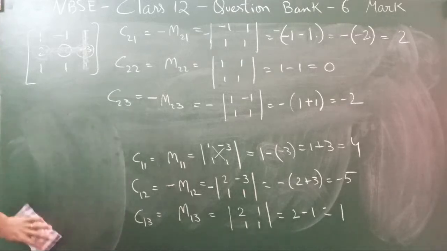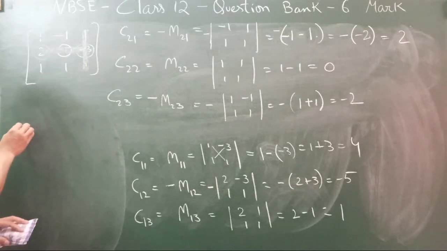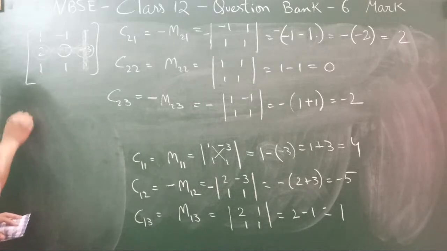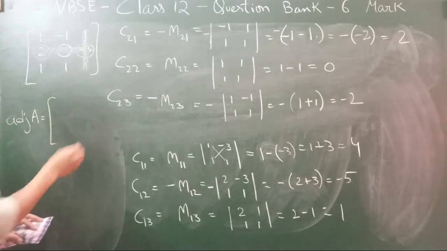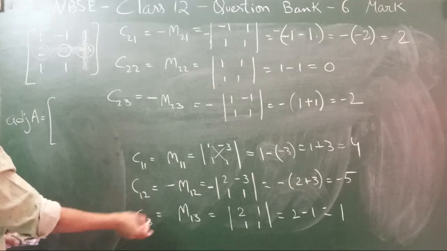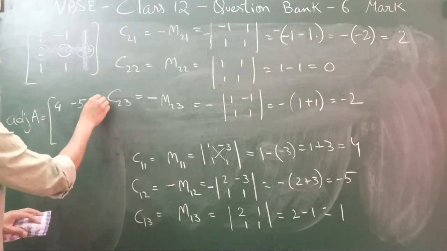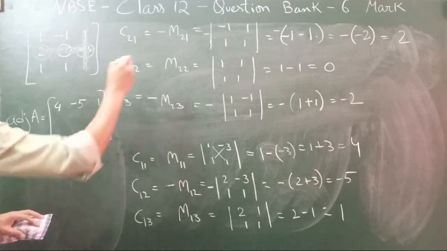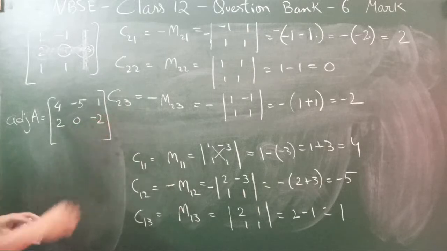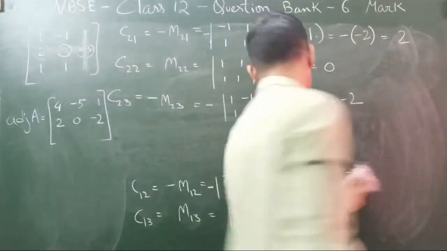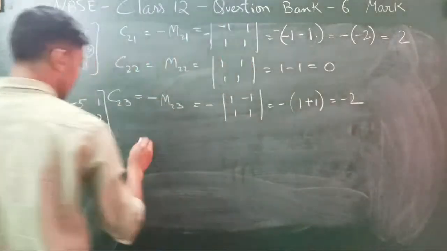So let's just prepare the adjoint here simultaneously, otherwise again I'll have to search for it. Some part is already done: C11, C12, C13 are already done. That's 4, minus 5, 1. This one is also done: 2, 0, minus 2. Then almost done. I'm just writing it because at the end we'll have to write on this one.